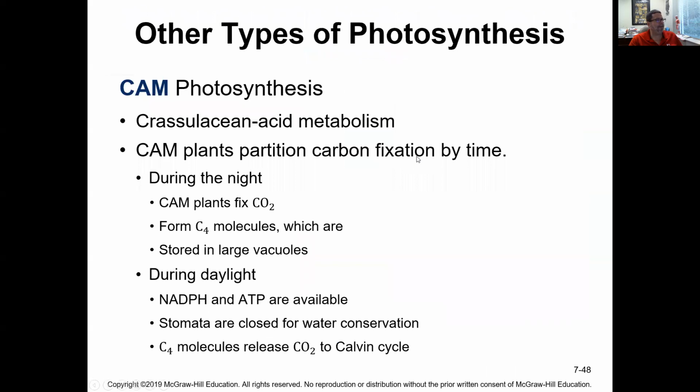And then we have another one, what I call CAM photosynthesis, and these are plants that live in the heat. I'm talking about cacti. CAM plants open up their stomata at night, and carbon dioxide is fixed into a 4-carbon molecule and stored in large vacuoles, so that during the daytime, NADPH and ATP are available. Stomata are closed for water conservation, and the C4 molecule releases CO2 to the Calvin cycle, and then it can let oxygen out at night. So it only opens up at night to let the oxygen out and CO2 in, and these are our cactus plants.